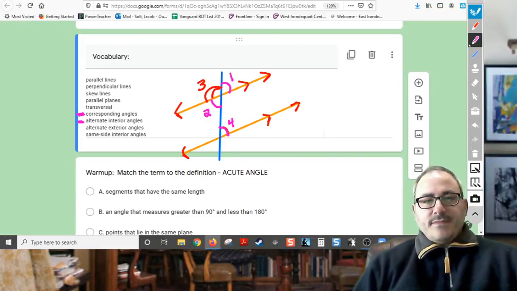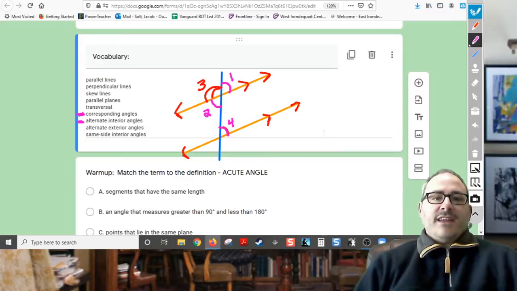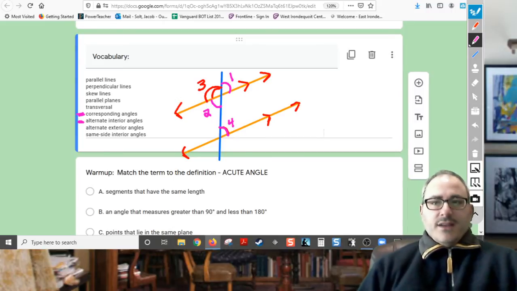And we call this alternate interior angles. They're interior because they're inside where the two parallel lines are. They're inside the two parallel lines, and they're alternate. They're on opposite sides of the transversal. Alternate sides of the transversal. So these are alternate interior angles, and whenever you have two parallel lines cut by a transversal, you have alternate interior angles which are formed, which are congruent to each other.